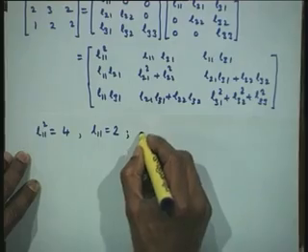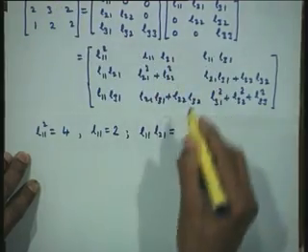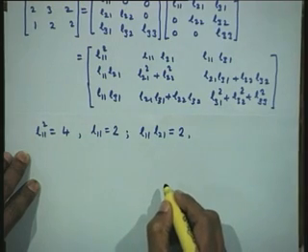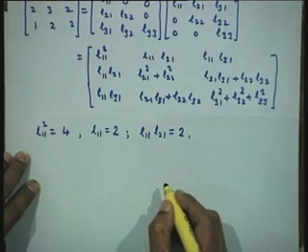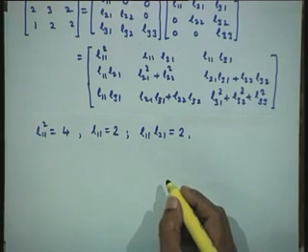Then the next element, L 1 1 L 2 1 is equal to 2, given 2. Why are you taking only positive, why not minus 2? When we are talking of a square root, we will be talking only of the positive square root. Either you use the positive square root throughout or you use the negative square root throughout. I can also use the negative square root, it would also give me the same solution, but it is conventional to use the positive square root.